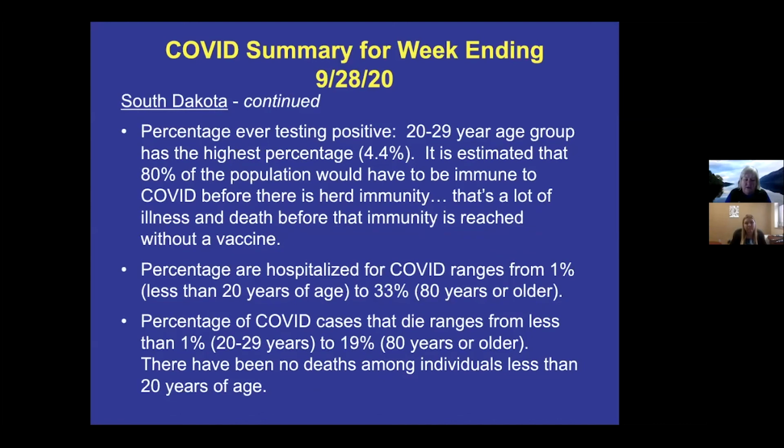The percentage that are hospitalized for COVID of those that test positive ranges from 1% in the less than 20 year age group to 33% in that 80 years or older age group. And the percentage of COVID cases that die among those that have tested positive ranges from less than 1% in the 20 to 29 year age group to 19% in that 80 years or older. And there have been no deaths among individuals under 20 years of age.